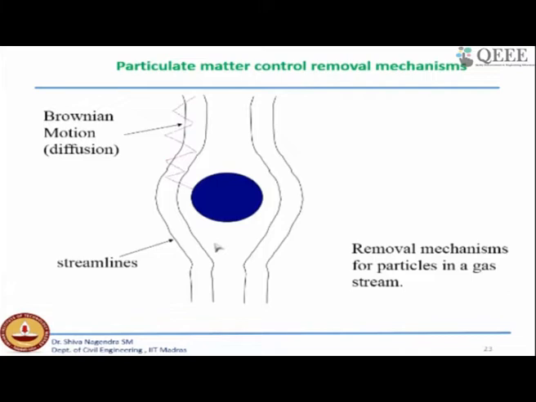Let us look at how particles are collected. If particles are coming, they will be subjected to Brownian motion. So that is one way: if there is a collector, because of Brownian motion they will come and attach. The other one is interception. Because of the flow path and the obstruction, they will get intercepted, or they will be subjected to direct impaction. So these are the key mechanisms adopted in designing the various air pollution control equipment.